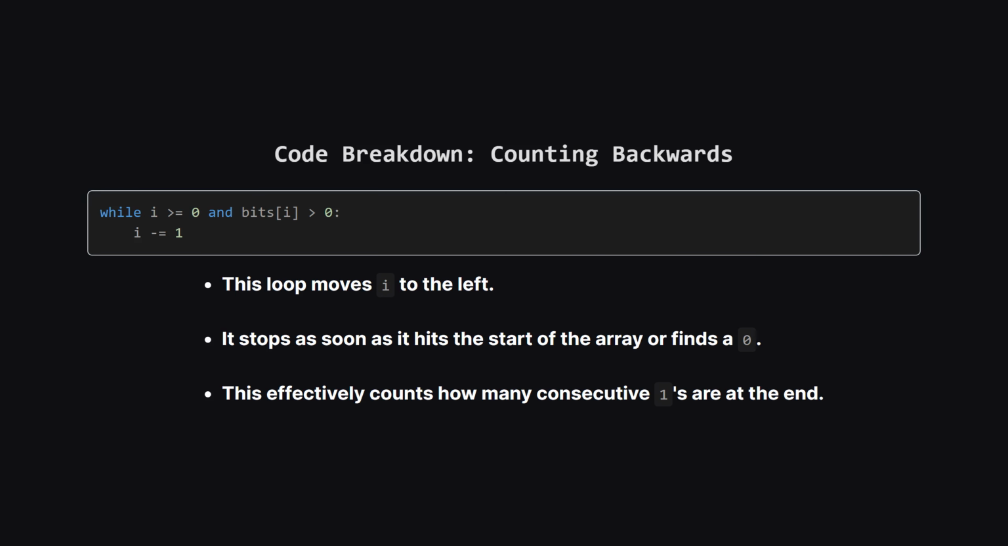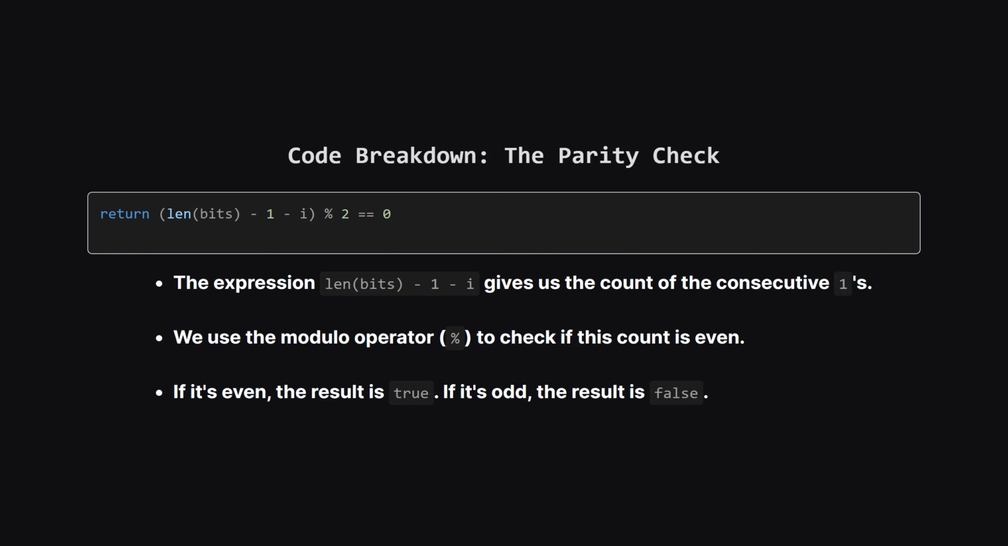We have a loop that moves backward. As long as two things are true, we're still inside the array, and the bit we're looking at is a 1. The moment we find a 0 or fall off the beginning of the array, the loop stops. At the end of this loop, I will be pointing to the position of the last 0 before our block of trailing ones.